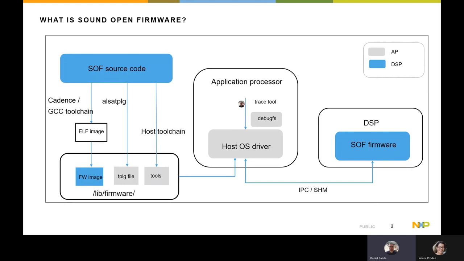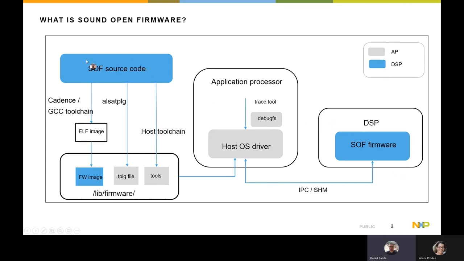So Sound Open Firmware is an audio DSP firmware and SDK that provides an infrastructure and tools to developers to create audio applications. Usually, NXP i.MX8 platforms have one or multiple ARM cores that we will call the application processor, and zero or one DSP cores. The DSP core will run software that we will call firmware from now on, and the application processor typically runs Linux, and it helps the DSP to load the firmware and create the audio scenarios.